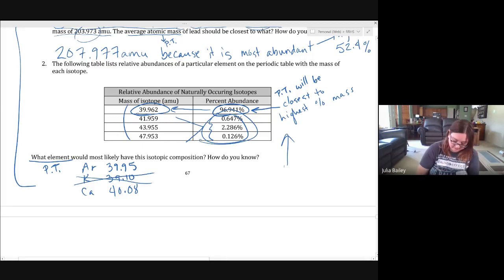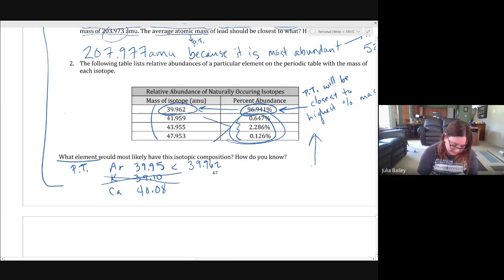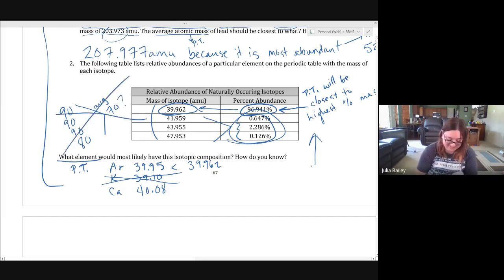Whereas 39.95 is less than 39.962. And there's not actually a way for an average to be less than all the numbers you add up, right? If we go back to that example with our grades, if your grades are 90, 90, 90, and 80, can your average, your mean, be 70? That's not possible. That's just not how math works. The average cannot be less than your lowest data point. It can't be outside your range.